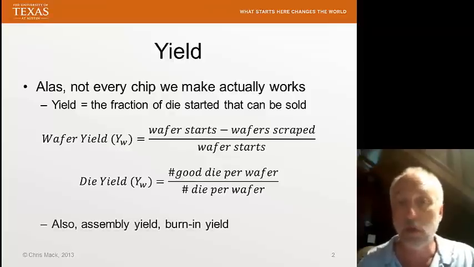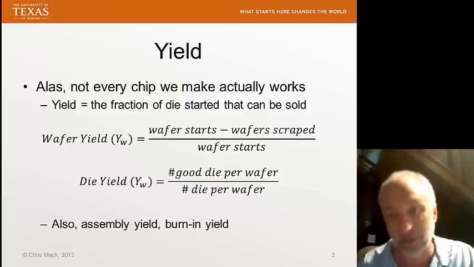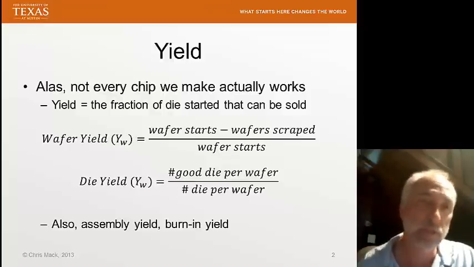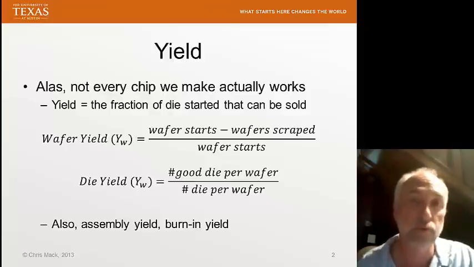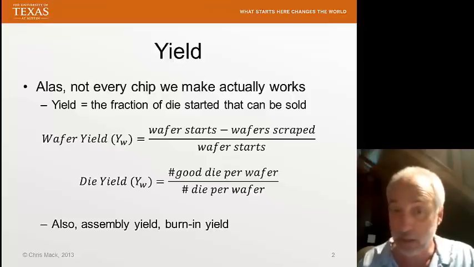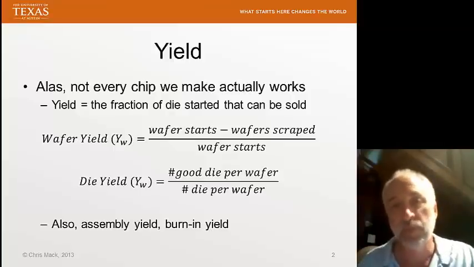So we also worry about things like assembly yield. That means assembling the die into a package. And some of those don't survive the ordeal of being packaged, and good die might actually go bad. And finally, there's something called the burn-in yield. After we've finished packaging a device, we test it. The tested device might work fine, but we need to run it for a little while. It's called burn-in.